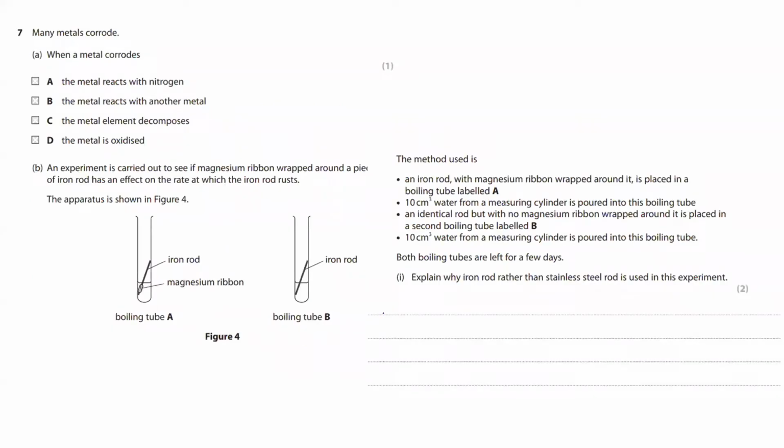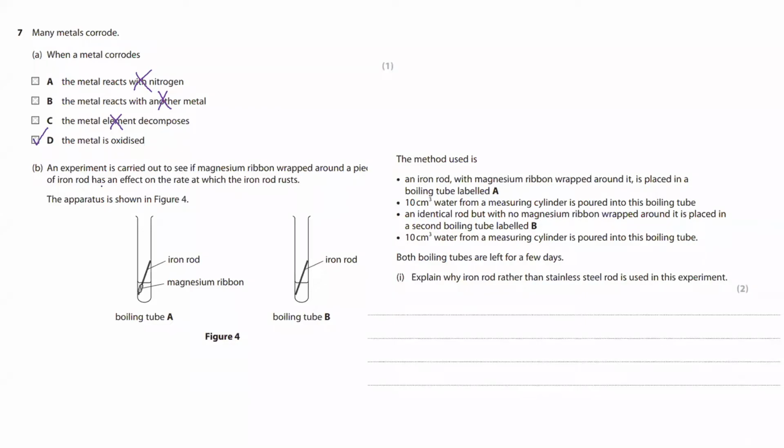Many metals corrode. We just talked about that. When a metal corrodes, it says the metal reacts with nitrogen. Nitrogen isn't very reactive. The metal reacts with another metal. Nope. The metal element decomposes. Doesn't completely decompose. It's oxidized. That's true. So yeah, you react with the oxygen in the air.